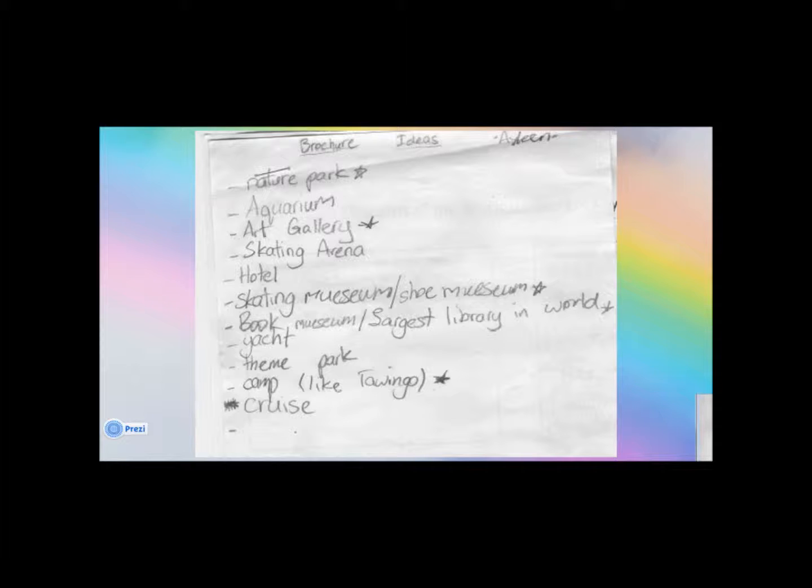In addition to brainstorming ideas for their brochures, students were encouraged to hone in on the top 3 ideas and to use those 3 ideas to narrow in on one selection.